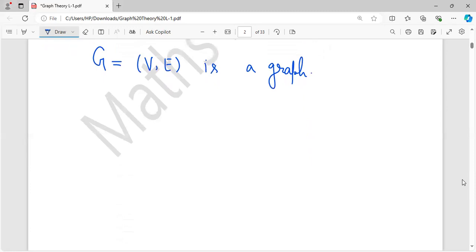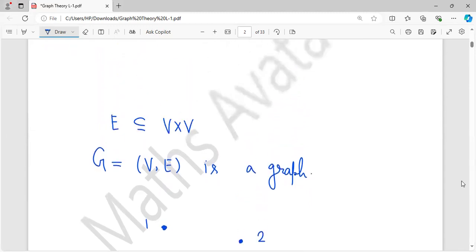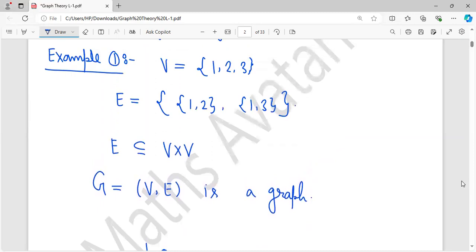So we have a graph, the nodes or the vertices of the graph are denoted by those dots. So this is 1, this is 2, and this is 3. So we have edges. An edge is denoted by E1. So we have 1, 2. 1, 2 means the edge connecting 1 and 2. And E2 is 1, 3, the edge connecting 1 and 3.